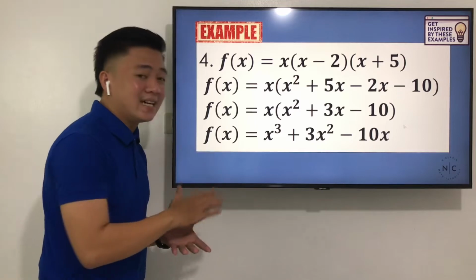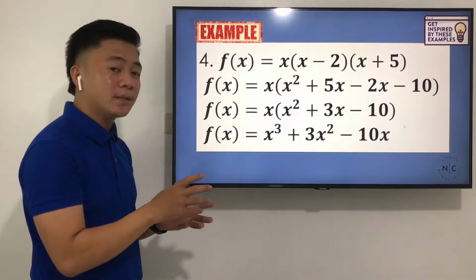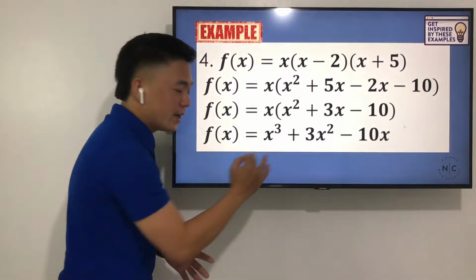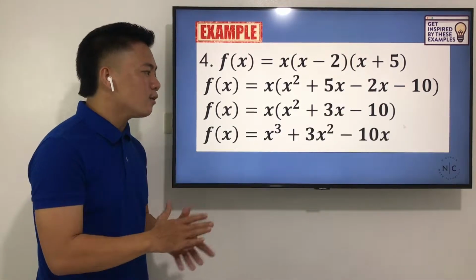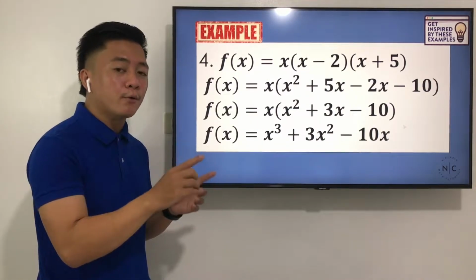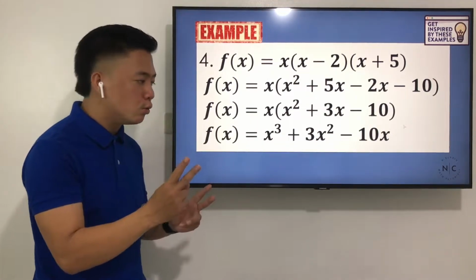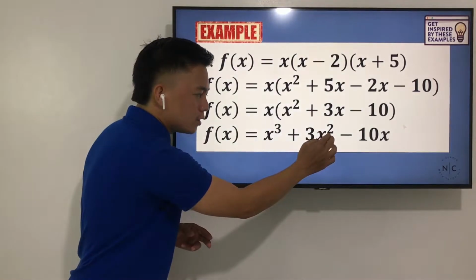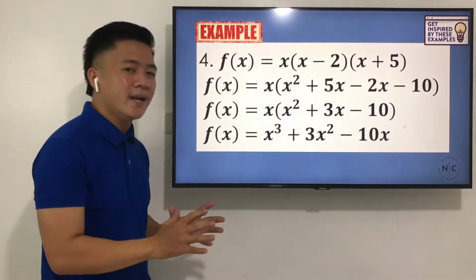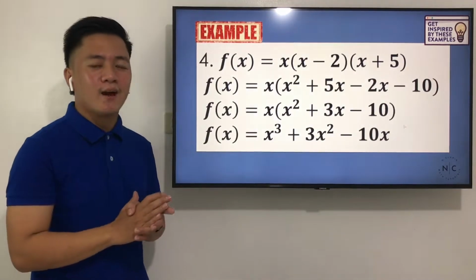Next is, titignan natin kung meron ba tayong y or meron ba tayong f of x. So, meron tayo. Meron ba tayong variable na x? So, meron tayo dito. Next, titignan natin kung yung highest degree ba natin dito is 2. Or yung exponent natin, yung pinakamataas na exponent is 2. So, meron tayo dito squared. Pero meron tayong cube. So, ibig sabihin, hindi siya quadratic function.